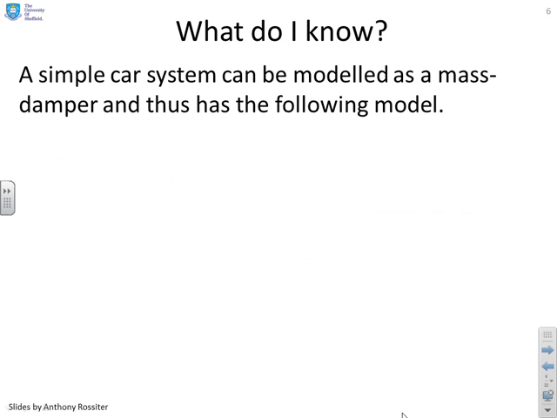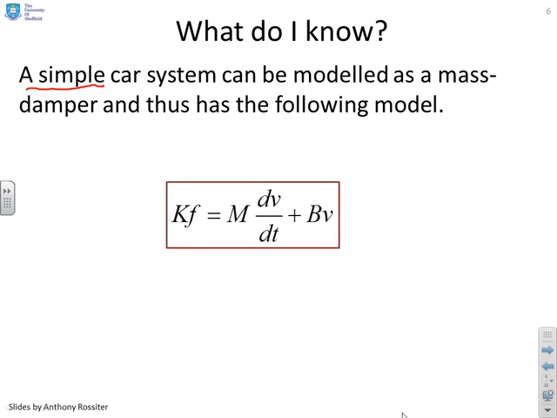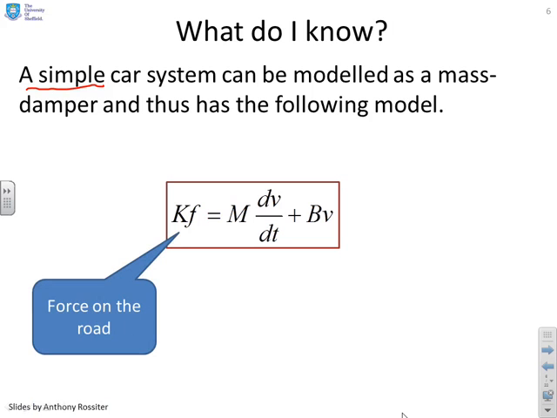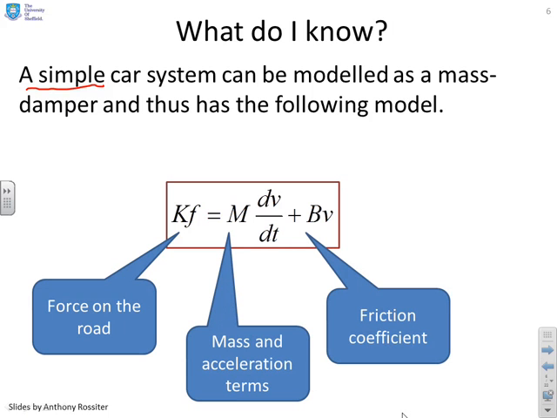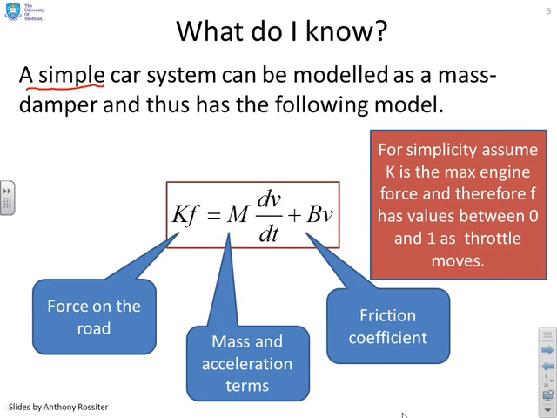So first, let's start by saying, what do I know? Well, the first thing I know is that a simple car system, and I should emphasize the word simple, because this is introductory level, can be modelled as a mass damper. And a mass damper model looks something like this. Kf equals m dv/dt plus bv. So Kf represents the force on the road delivered by the engine. M represents the mass, dv/dt the acceleration of the car, and bv represents the friction component.